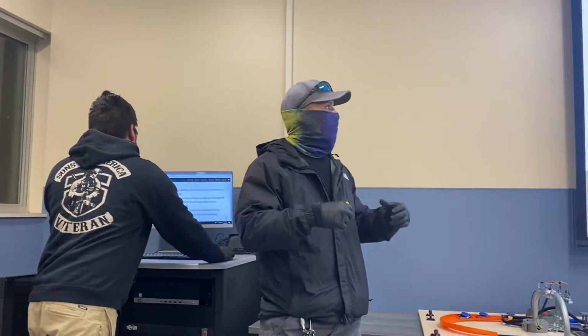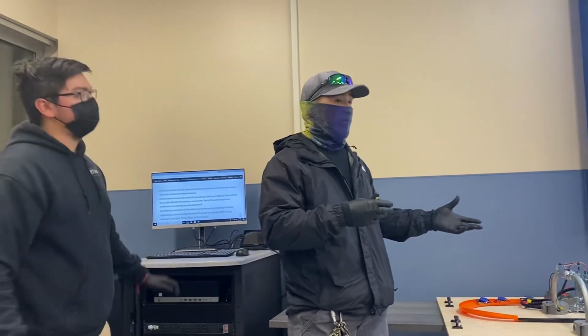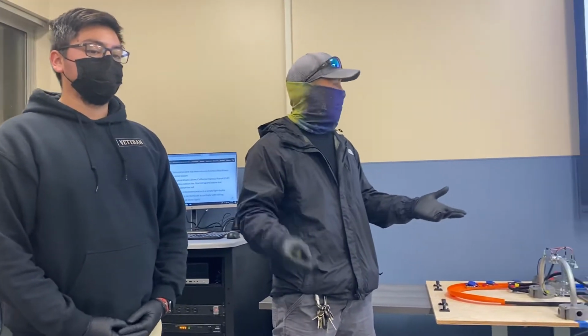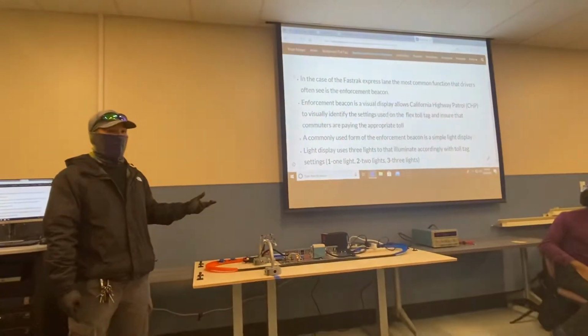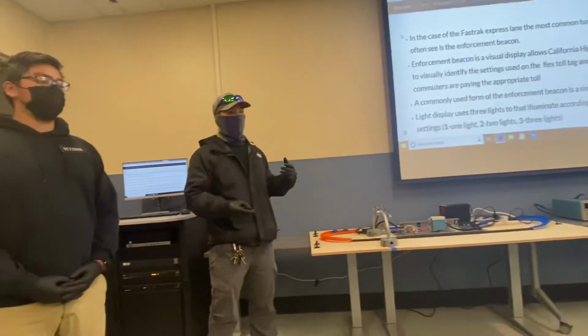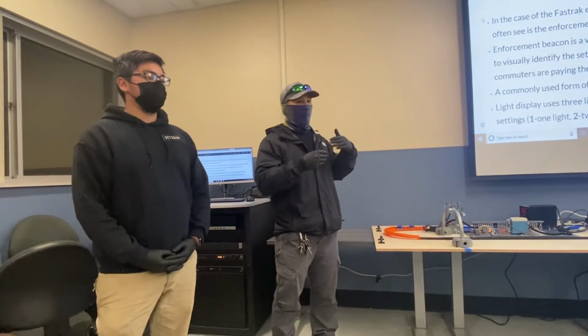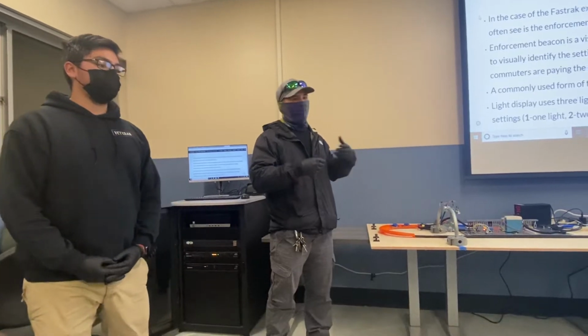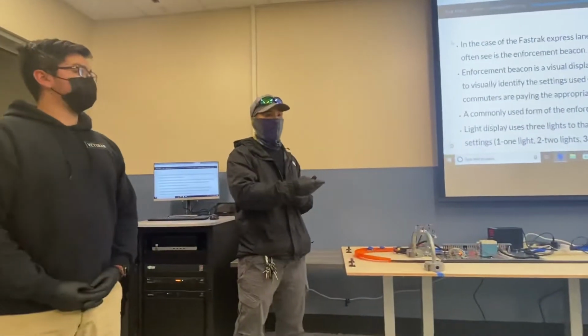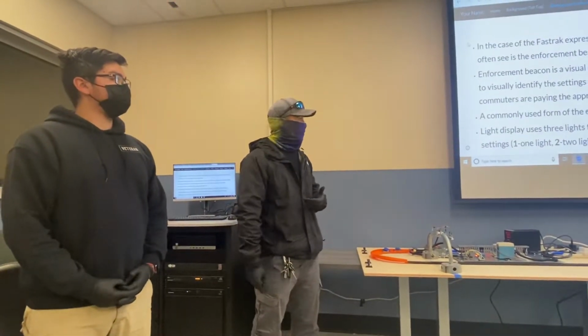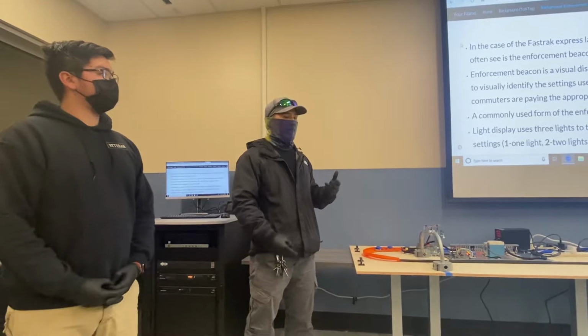So there's a lot of components to the express lane, but the main component that we wanted to focus on is something that you guys see every day. If you ever commute on 580, I'm pretty sure you've seen this all the time: the beacon, the enforcement beacon. The enforcement beacon is a visual display that CHP will use to basically verify whether or not people are using it properly, if they're paying the proper tolls, or if they're committing toll evasion and whatnot. So the most common form is basically a 3-light display.